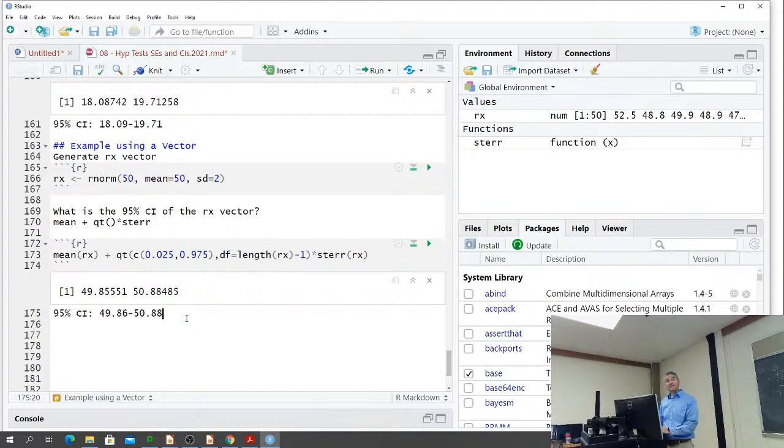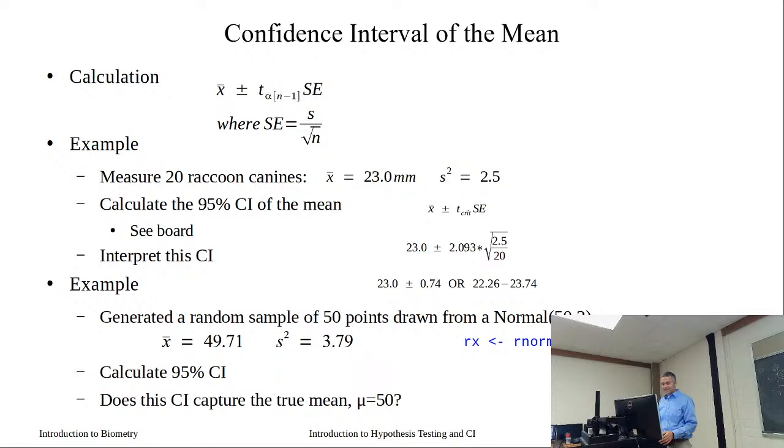Is that what you get? Yeah, your numbers are different. Why are they different? We didn't set a seed. Yeah, we didn't set a seed. So that's why. We ran it, and our numbers are going to be different.